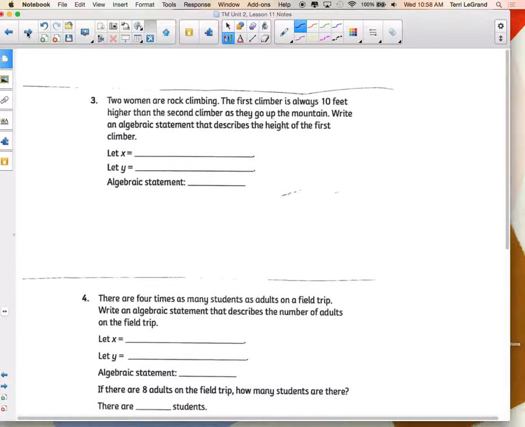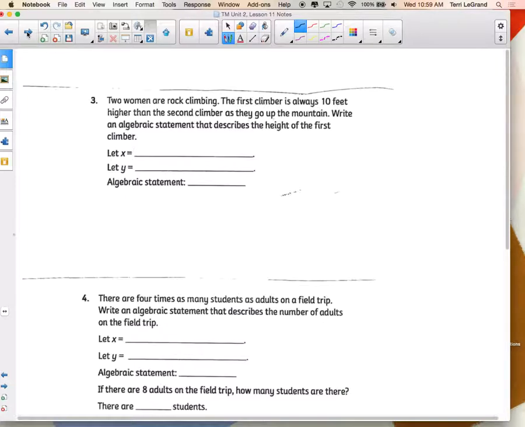Two women are rock climbing. The first climber is always 10 feet higher than the second climber as they go up the mountain. Write an algebraic statement that describes the height of the first climber. Okay, what don't we know this time? What are our unknowns that our variables could describe? What's one of them?